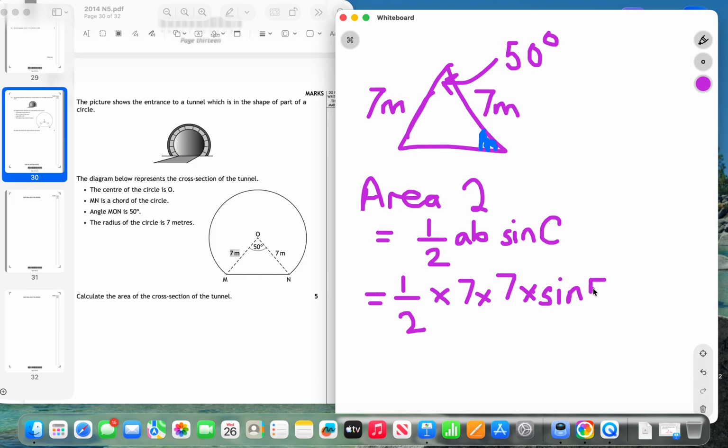And you're going to substitute this in, and again, we want to keep 3 decimal places, which I think is more than what the SQA require at the moment, but you want to err on the side of caution, so I'm going to substitute that into the calculator. We get 0.5 times 7 times 7 times the sine of 50, and that is 18.768. Again, the units are meters squared.